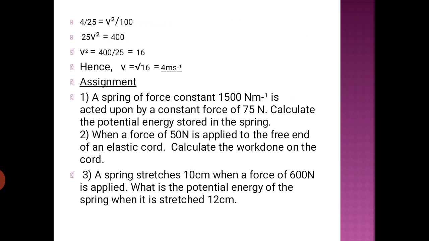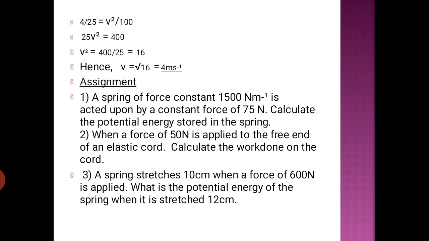So you square root both sides. The square root on v will cancel off the power 2 there. Then the square root will remain for that of 16. And square root of 16 will give you 4 meters per second. Is that clear?